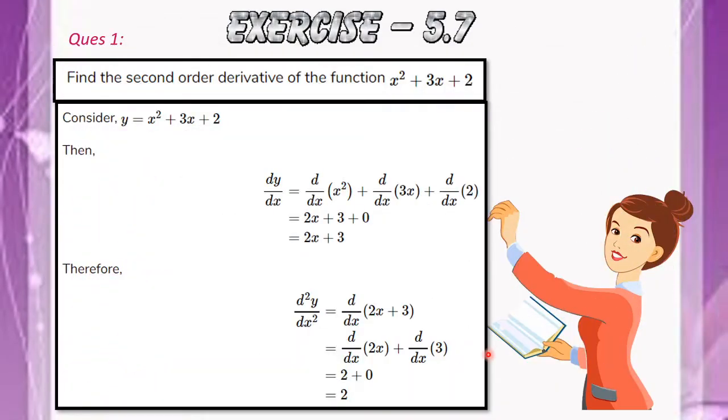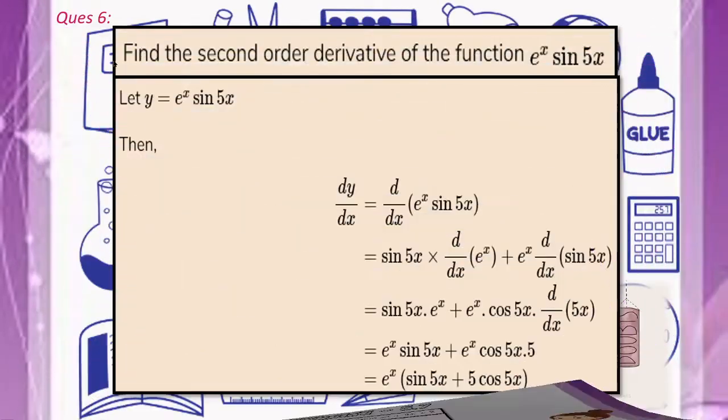Let's discuss a few questions. Question number 1, you can solve it even orally. x square plus 3x plus 2. What is the first derivative? 2x plus 3. And if you take the derivative again, what is the derivative? 2. Finish. It's a very simple question.